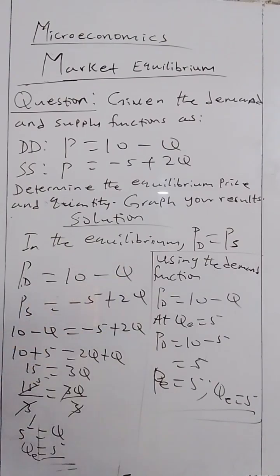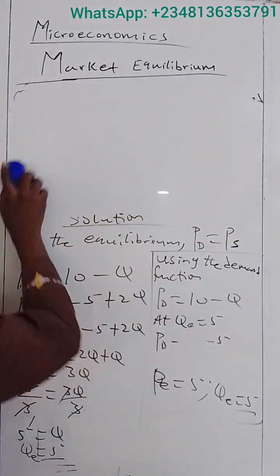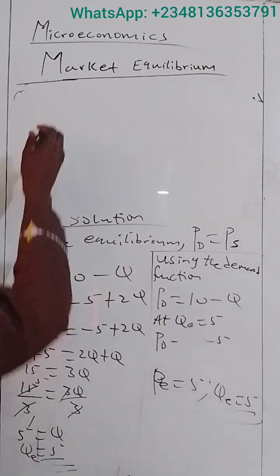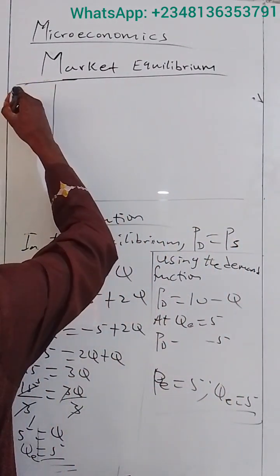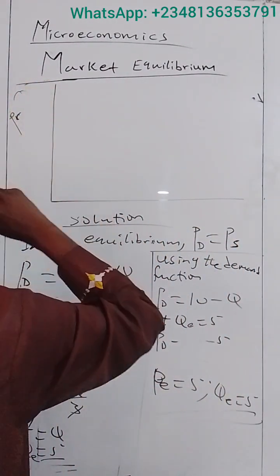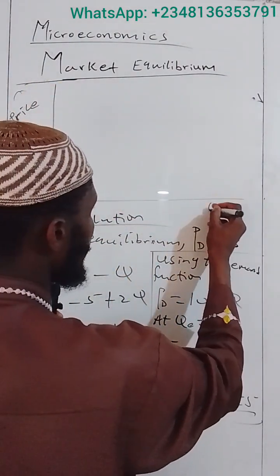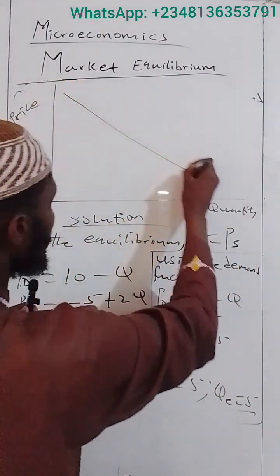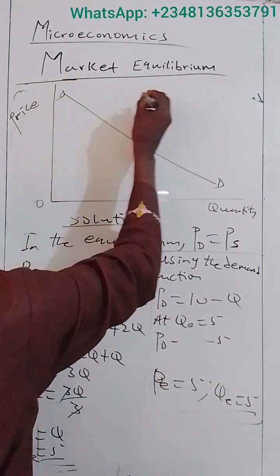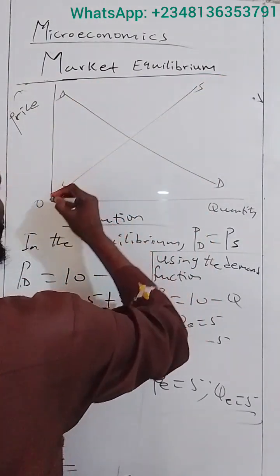The next question says we should graph the result. So let me explain so that I can graph the situation here. To graph the situation, we are going to draw our demand and supply curves. On the vertical axis here we have the price, and on the horizontal axis we have the quantity. This represents our demand, and this represents our supply.